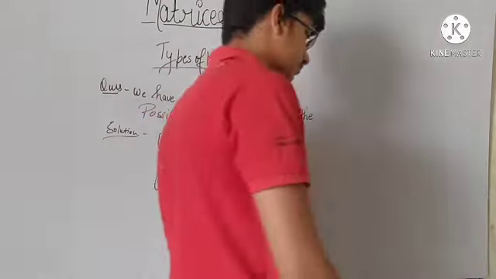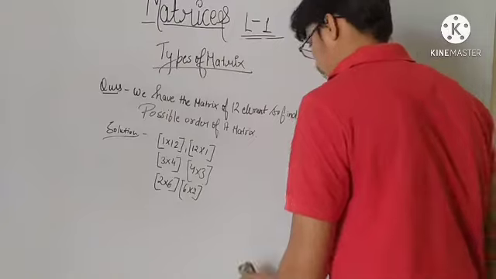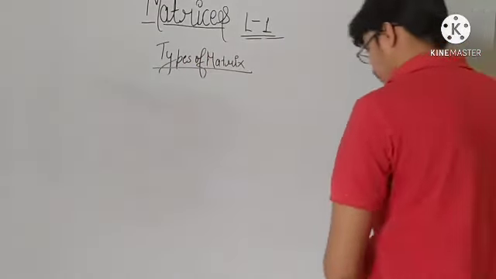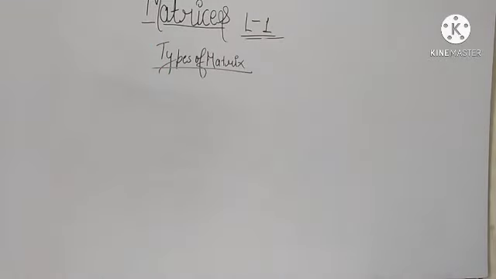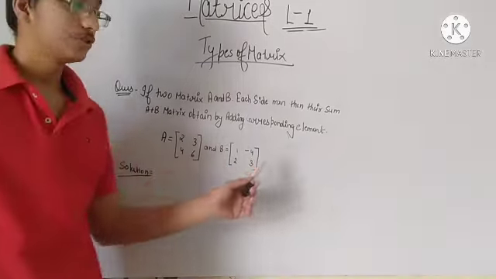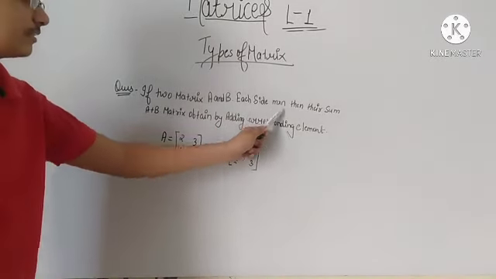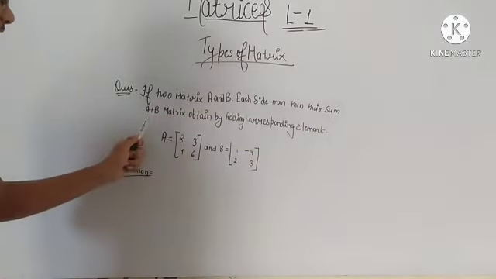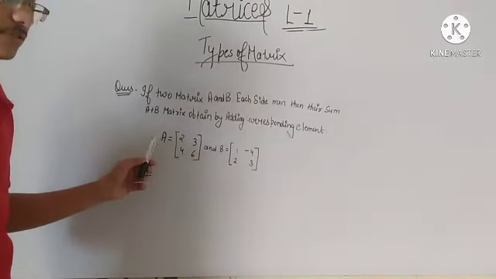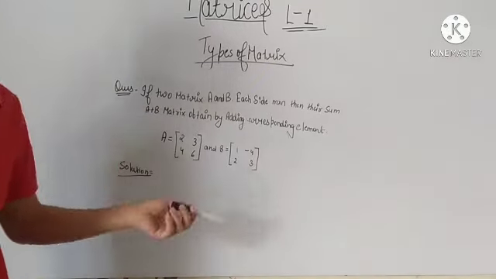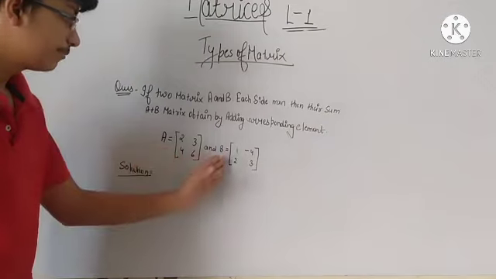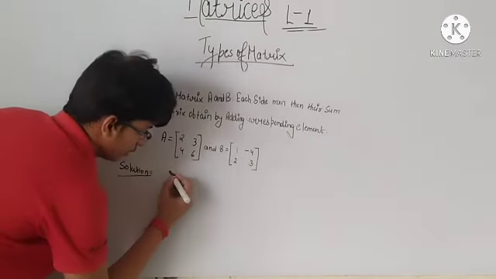So now we come to the next question. Here our question: if two matrices A and B are each of order M into N, then their sum A plus B is obtained by adding corresponding elements. So A is given, B is given, and we have to find A plus B. So there is the solution.